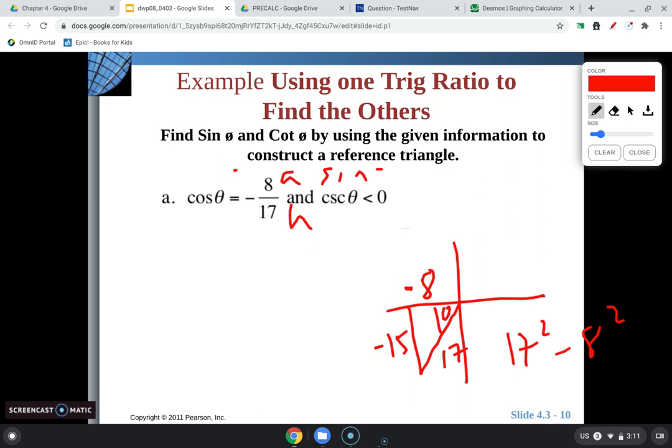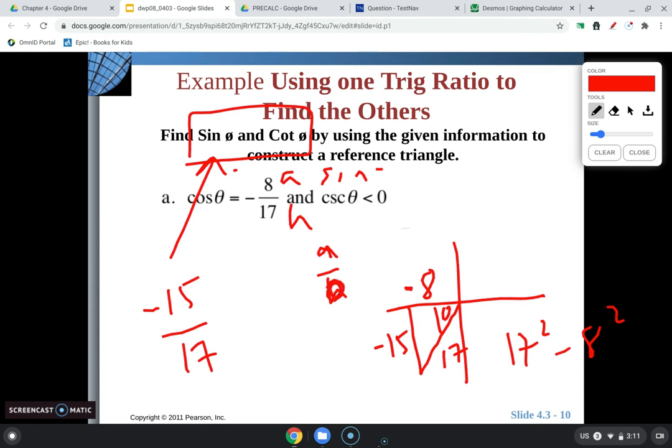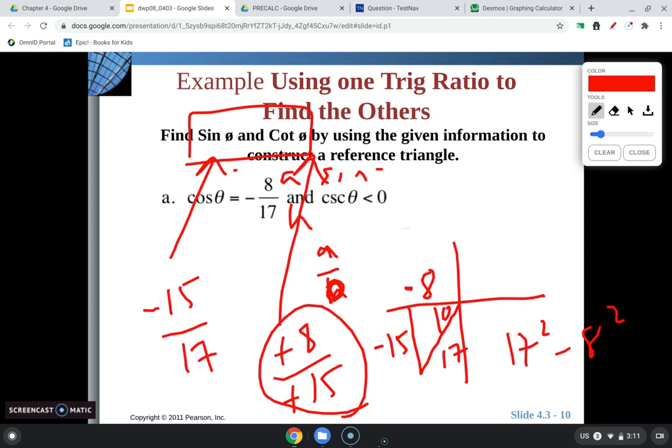Okay? So it asks us to find the sine and the cotangent. Well, sine would be opposite. So the sine of theta would be -15 over hypotenuse 17. Cotangent would be adjacent over opposite. So adjacent would be -8 over opposite would be -15. Both of those become positive. Negative by negative, so 8 over 15. All right, so use your unit circle to kind of figure out what quadrant you're in and then go from there because it'll tell you what you need to know in the instructions.